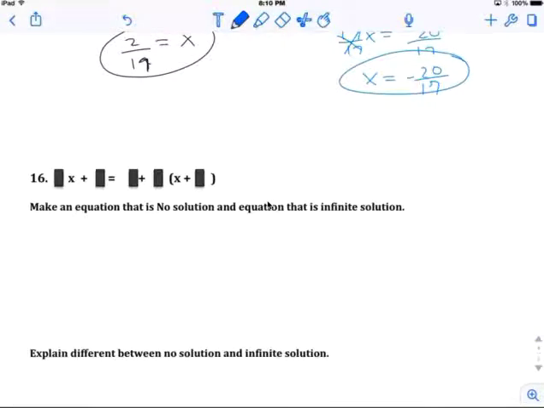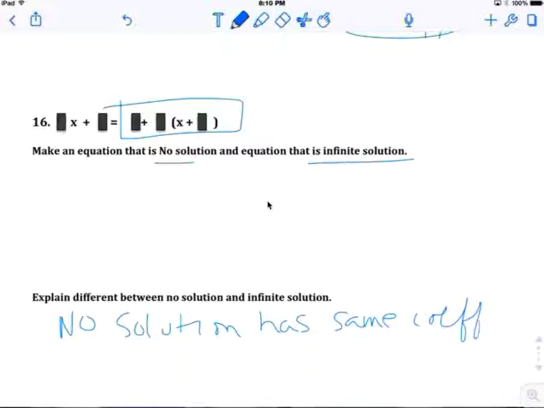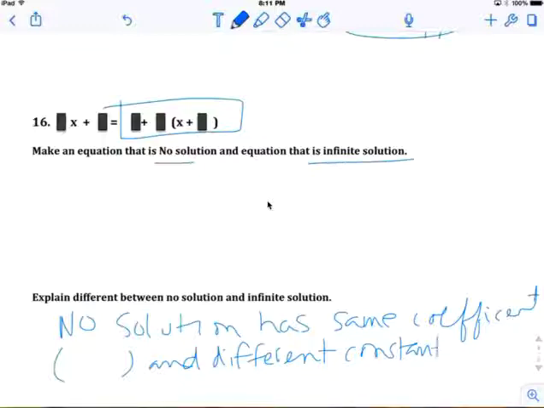Okay, now make this no solution and an infinite solution. We've done this in class, guys. Start with this. You need to explain that no solution has the same coefficient. In this case, whatever, give me your coefficient, and different constant, okay? And give me the constant.